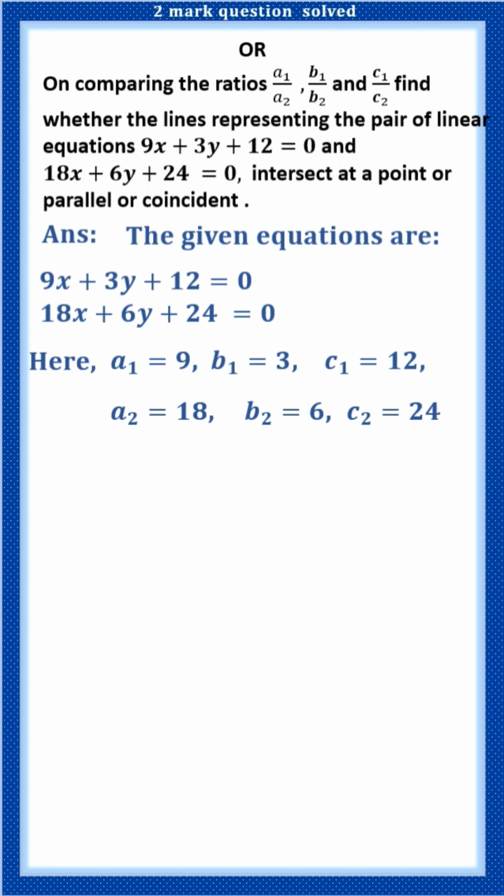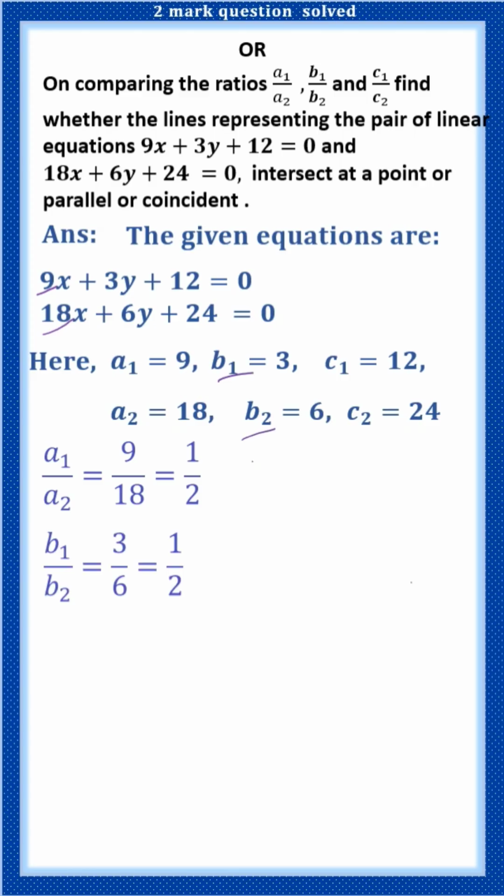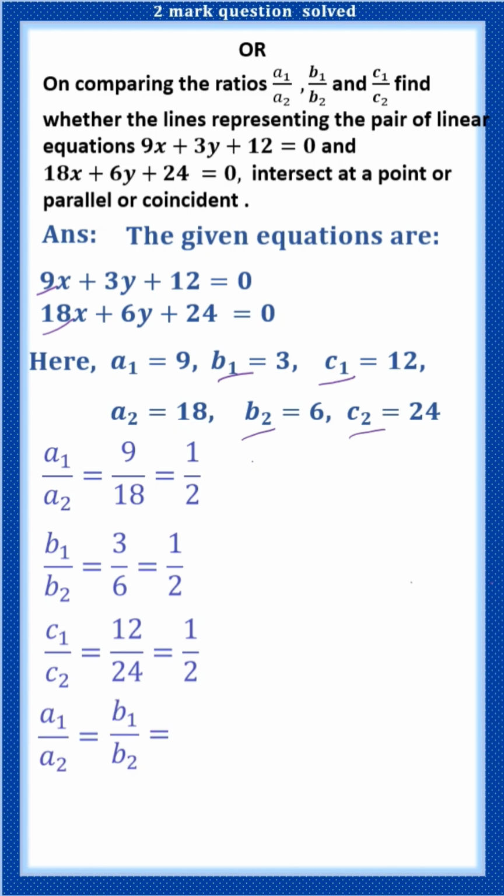Now let us have the ratio a1 by a2, that is equal to 9 by 18, that is equal to half. Now let us have b1 by b2, 3 by 6, that is also equal to half. Now the ratio c1 by c2 is also equal to half. 12 by 24, 12 ones are 12, 12 twos are 24. So now we can say that a1 by a2 is equal to b1 by b2 is equal to c1 by c2. So the lines are coincident.